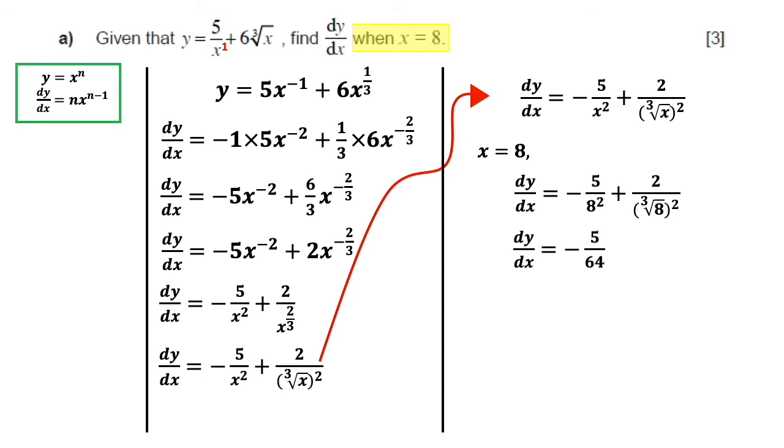8 squared is 64, so I've got minus 5 over 64, and cube root of 8 is 2, so I've got 2 over 2 squared. And 2 squared, of course, is equal to 4. At any point here, we can just type this on a calculator, but I'm just thinking this through and showing what you would do without a calculator.